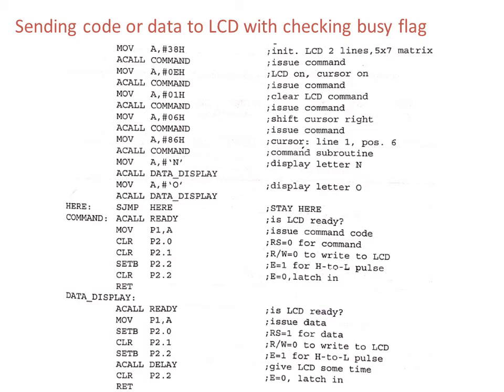Here again, if you consider the same task of initialization of the LCD, 2-line 5x7 matrix is our requirement, so again the command code we need to send is #38H. This is done here by using the instruction MOV A, #38H, and after that ACALL command, the subroutine command is called. If you go to the subroutine command, there again you have the instruction ACALL ready.